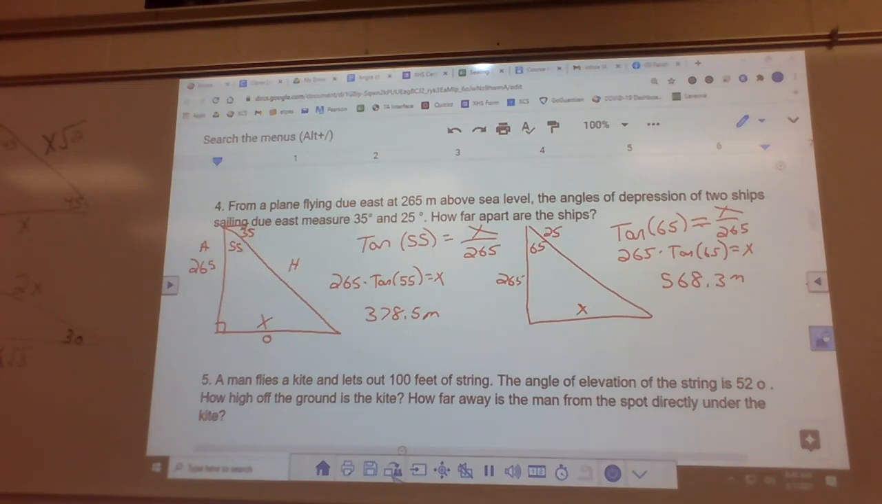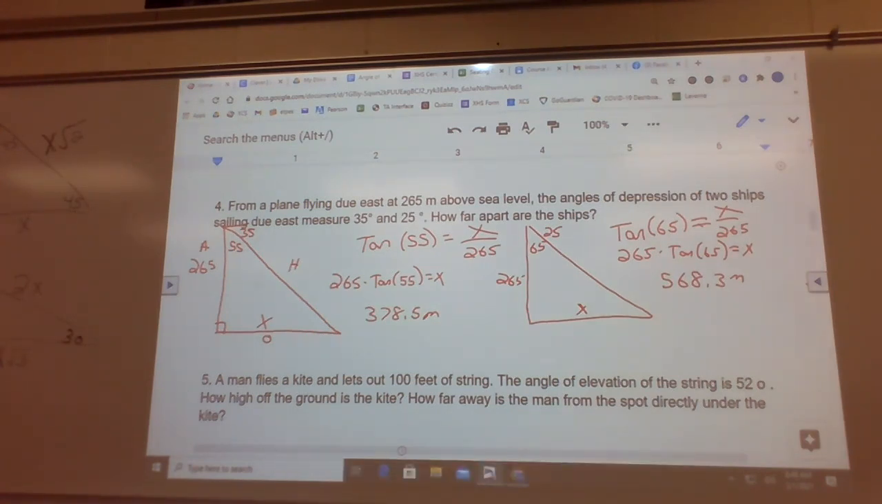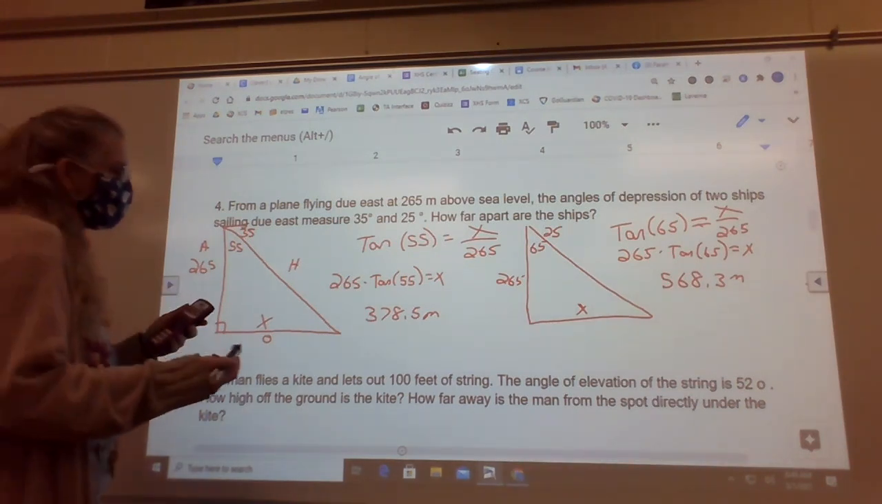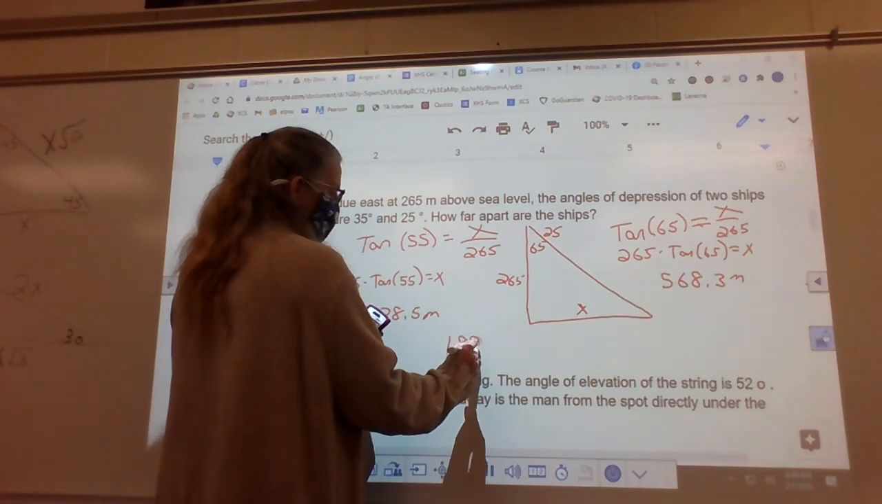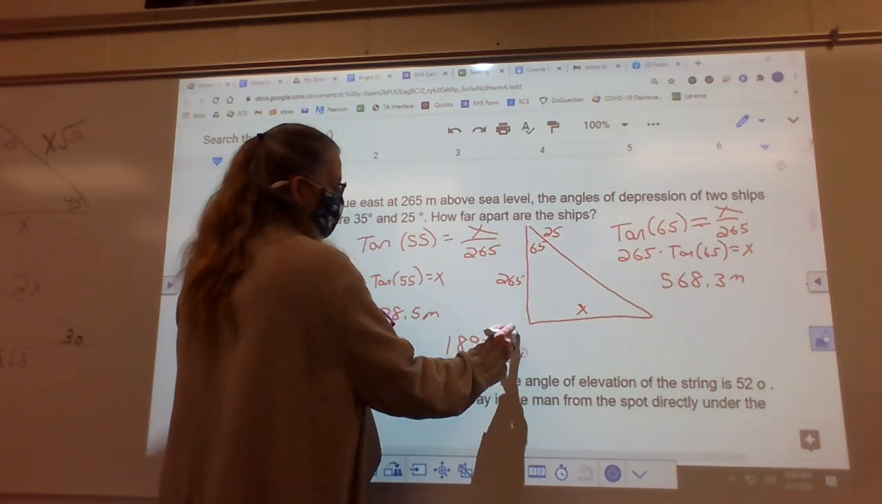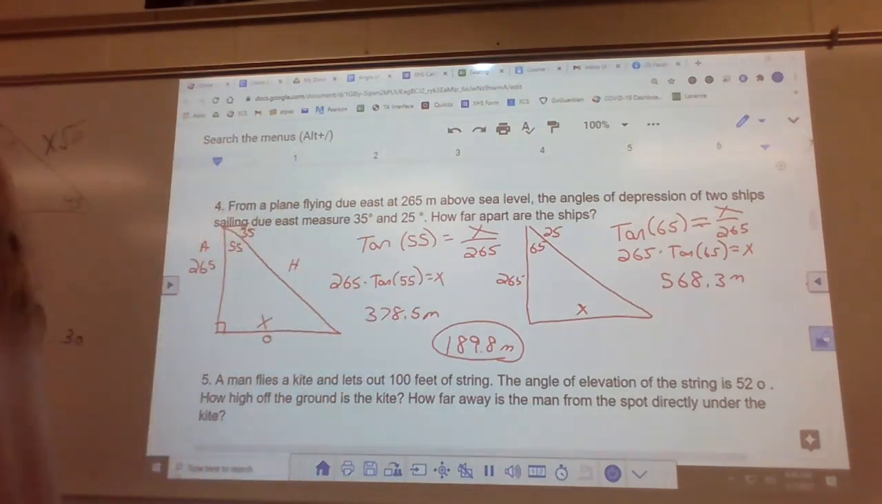Well, I'm still not quite done. I've got one more step to go. Because the question actually wants to know how far apart are the ships. So what's going to be my last step? Subtract these two numbers. So 568.3 subtract 378.5. I got 189.8. If you rounded, you probably would have gotten 190 meters. That's my final answer of how far apart the ships are.